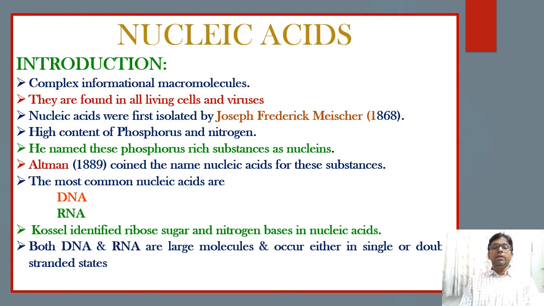Both DNA and RNA are large molecules and occur either in single-stranded or double-stranded states. Usually DNA is double-stranded, but in some viruses, single-stranded DNA is also present. Double-stranded RNA is also present in some viruses. So that is the reason why DNA and RNA occur either in single-stranded or double-stranded states.